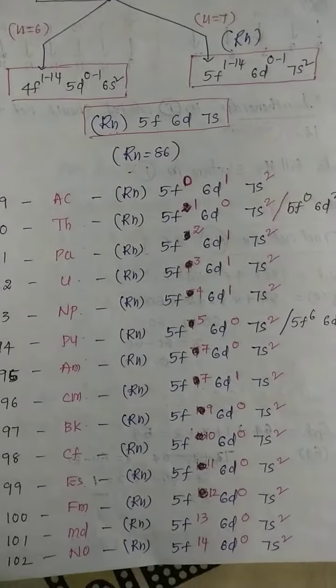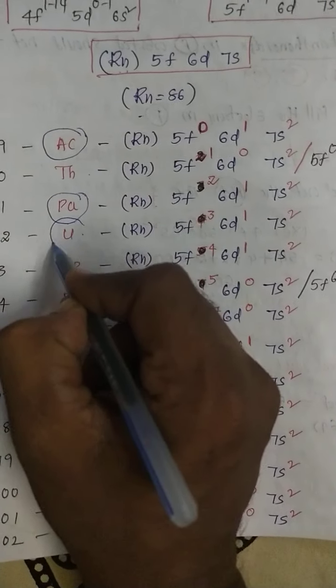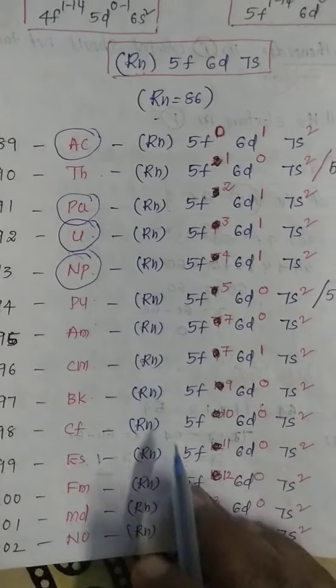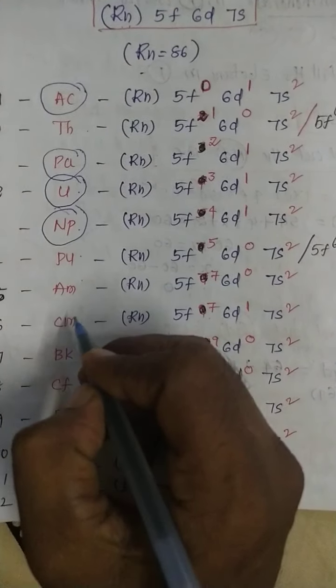See carefully, in the case of actinides: Pa means protactinium, after that uranium, after that neptunium, see carefully, neptunium, after that Cm, curium. So curium is the most important, and the last one is lawrencium.